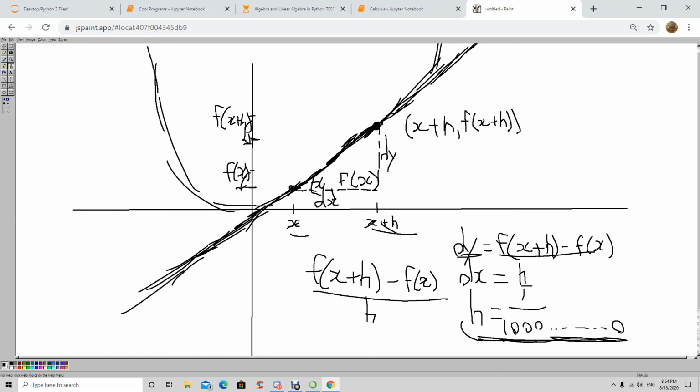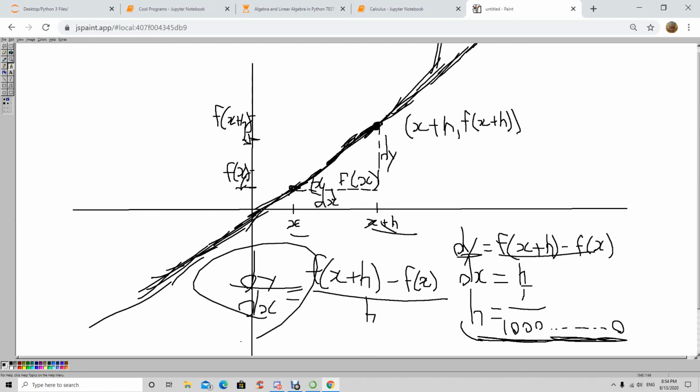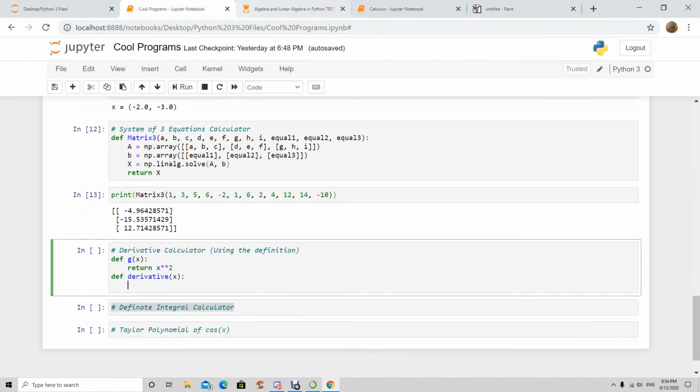Okay. Let's write it clearly. And yes, this will get closer and closer to a tangent line. And that's the idea. So this is just dy over dx, and this is the derivative. Approximated derivative. So let's try doing this.